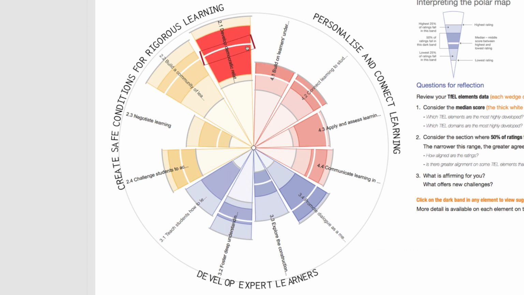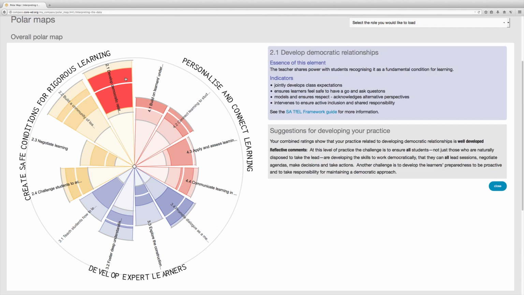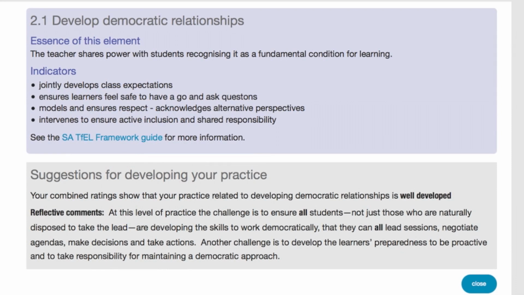The white line within the dark band shows the median rating. This is the middle score, so 50% of ratings fall above the white line and 50% of ratings fall below the white line. The median forms the basis of the practice suggestions. You can view the practice suggestions by clicking on the dark band in any element. This is where the TfEL Compass personalizes the TfEL framework for you, because the practice suggestions are based on the feedback. In this example, let's look at how the teacher develops democratic relationships.